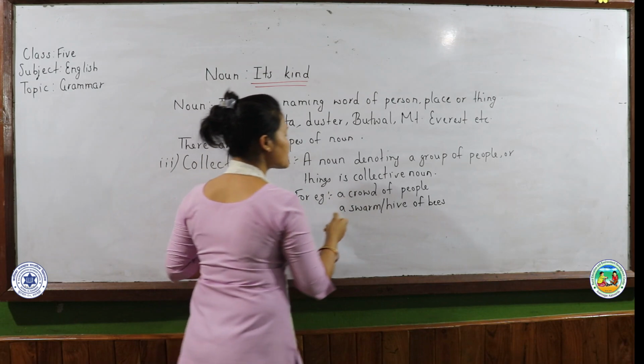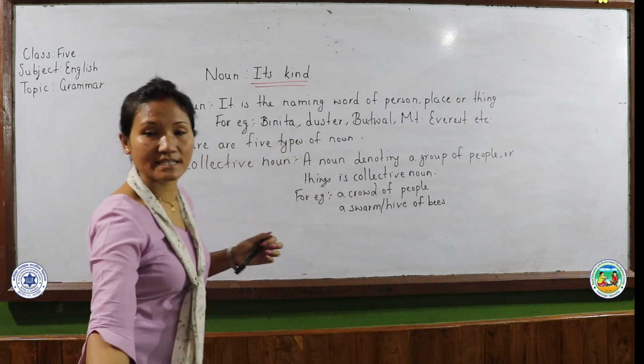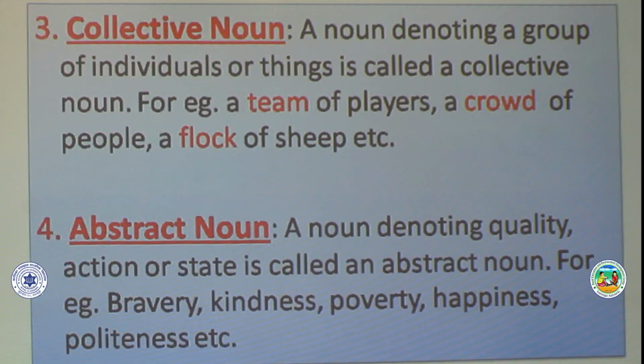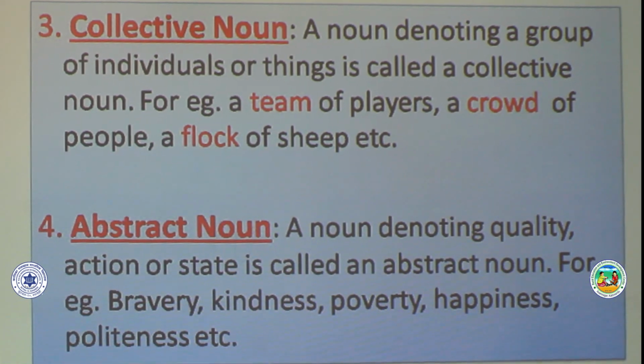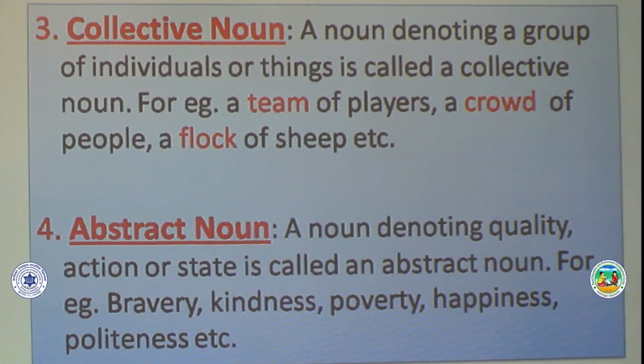Likewise, now let's go to the next example. A team. A team is the group of what? Of players. A team of players. See, a crowd of people.